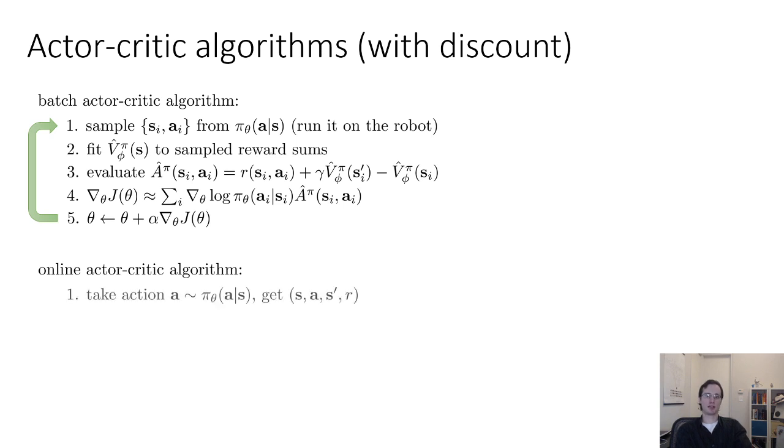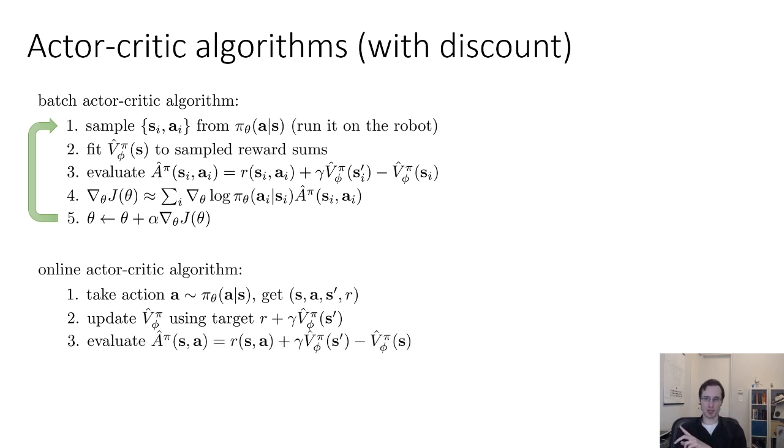So a fully online Actor-Critic algorithm would take a single action from the policy and then actually take that action in the world and see the resulting next state S prime. So we get a tuple S, A, S prime, R. Then it would update the value function using the reward that it got plus gamma times the value at S prime. That gives you one sample for stochastic gradient descent.